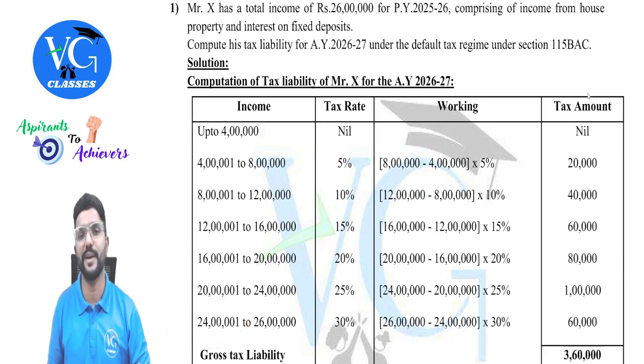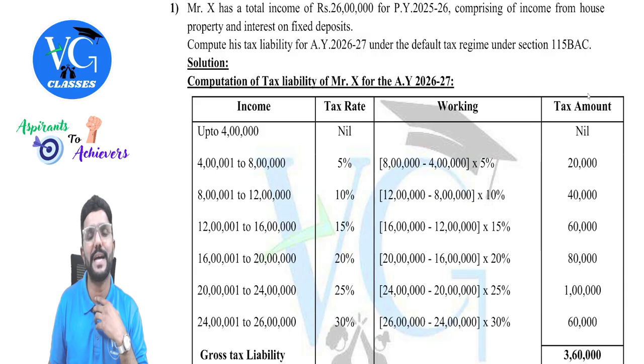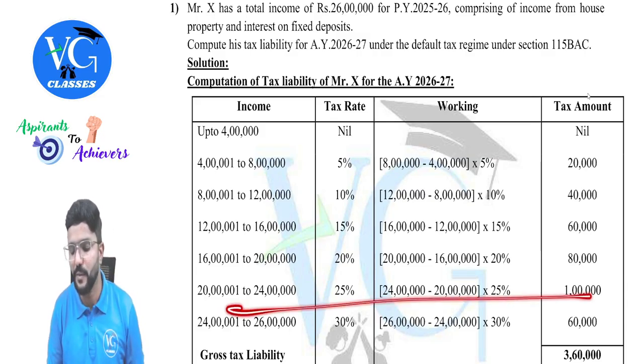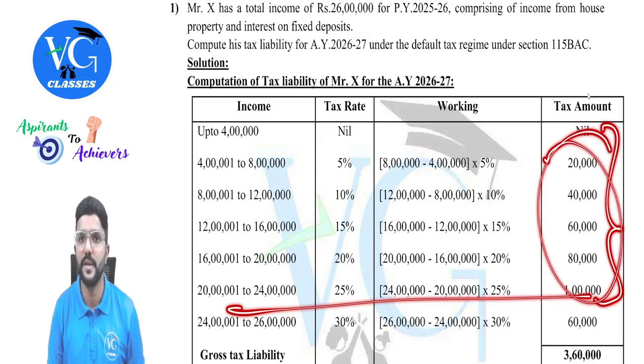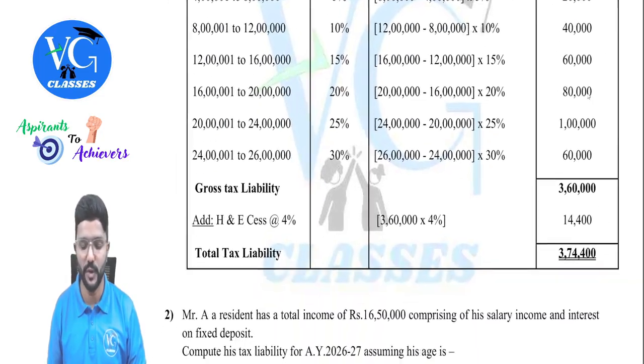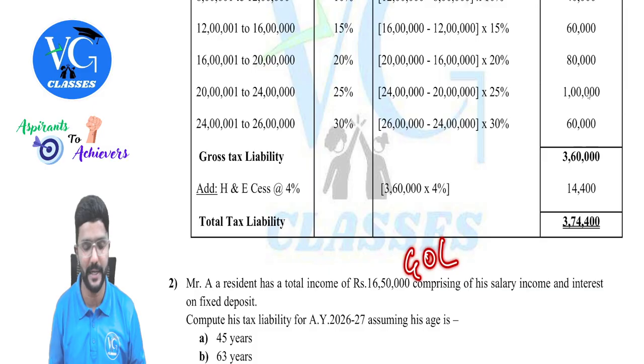Clear? Over and above 24 lakh, any amount, 30%. And if there are any multiple choice questions asked on this, it is very easy to calculate, guys. Up to 24 lakh, you will get 3 lakh tax liability. Up to 24 lakh, 3 lakh. Over and above 24 lakh, what is the tax rate? It is 30%. For example, assume the total income of the assessee is given in the question as 40 lakh.